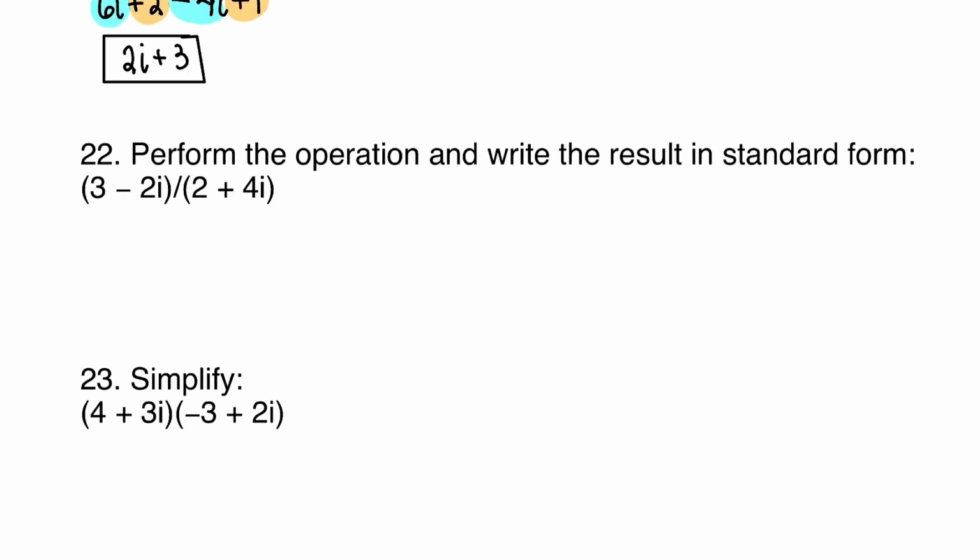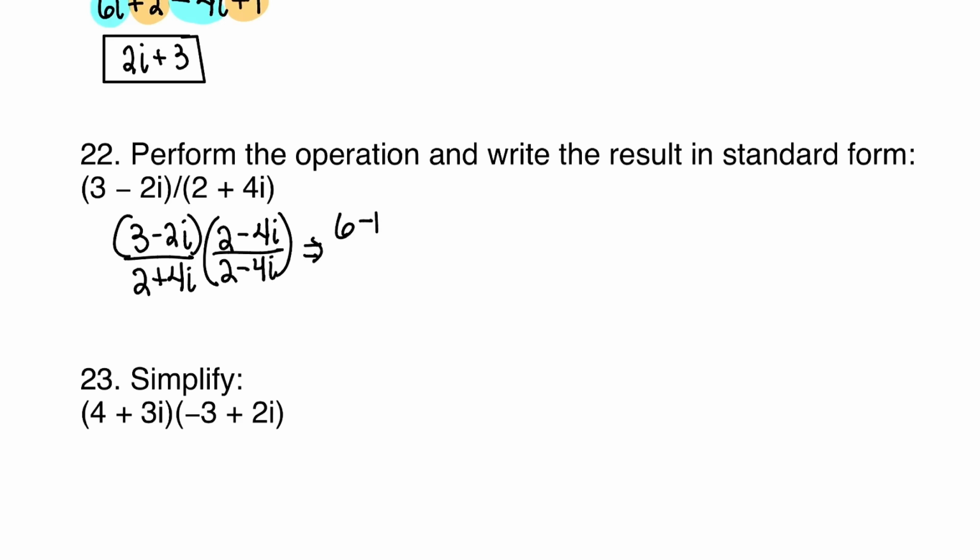Number 22, perform the operation and write the result in standard form. So we have 3 minus 2i over 2 plus 4i. We have to multiply by the complex conjugate, which is simply changing the middle sign of our denominator. Then we're going to FOIL the top. So we're going to get 6 minus 12i minus 4i plus 8i squared. The denominator will always FOIL to a difference of squares. So this is going to be 2 squared minus 4i squared.